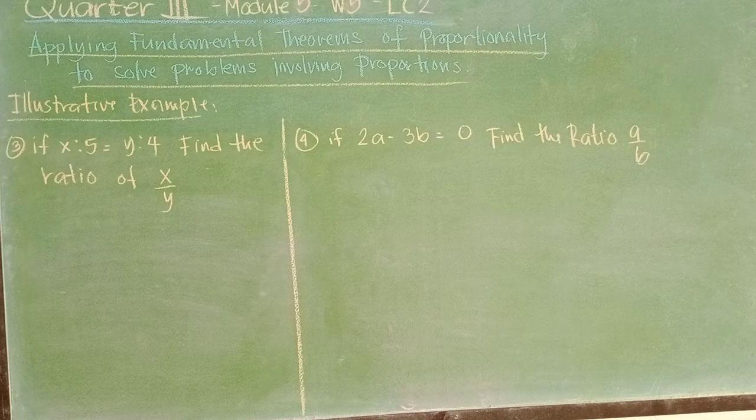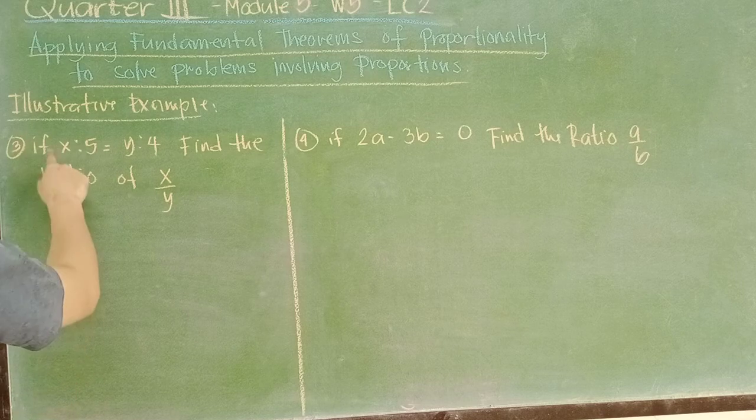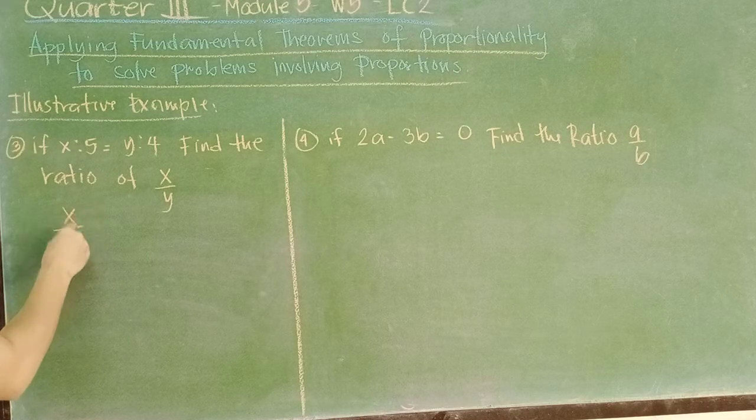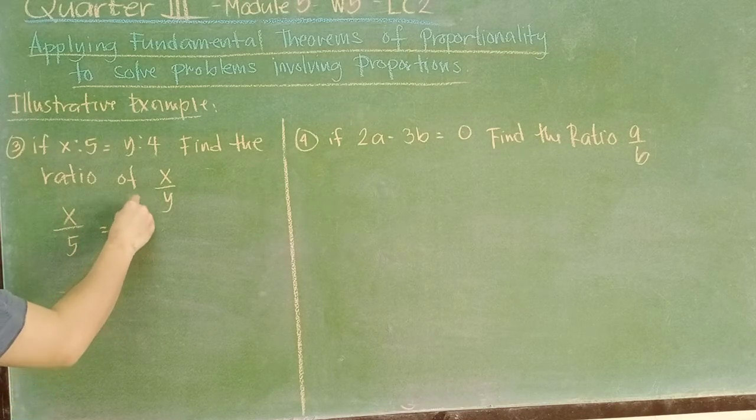Next example for our illustrated examples, for number 3, we have: if x is to 5 as y is to 4, find the ratio of x over y. So, ang gusto natin mangyari dito is ano yung value ng x over y. So, ang gagawin natin is ita-transform muna natin yung column form into a fraction form. So, we have x is to 5 as y is to 4. Pwede natin siyang isulat ng x over 5 is equal to y over 4.